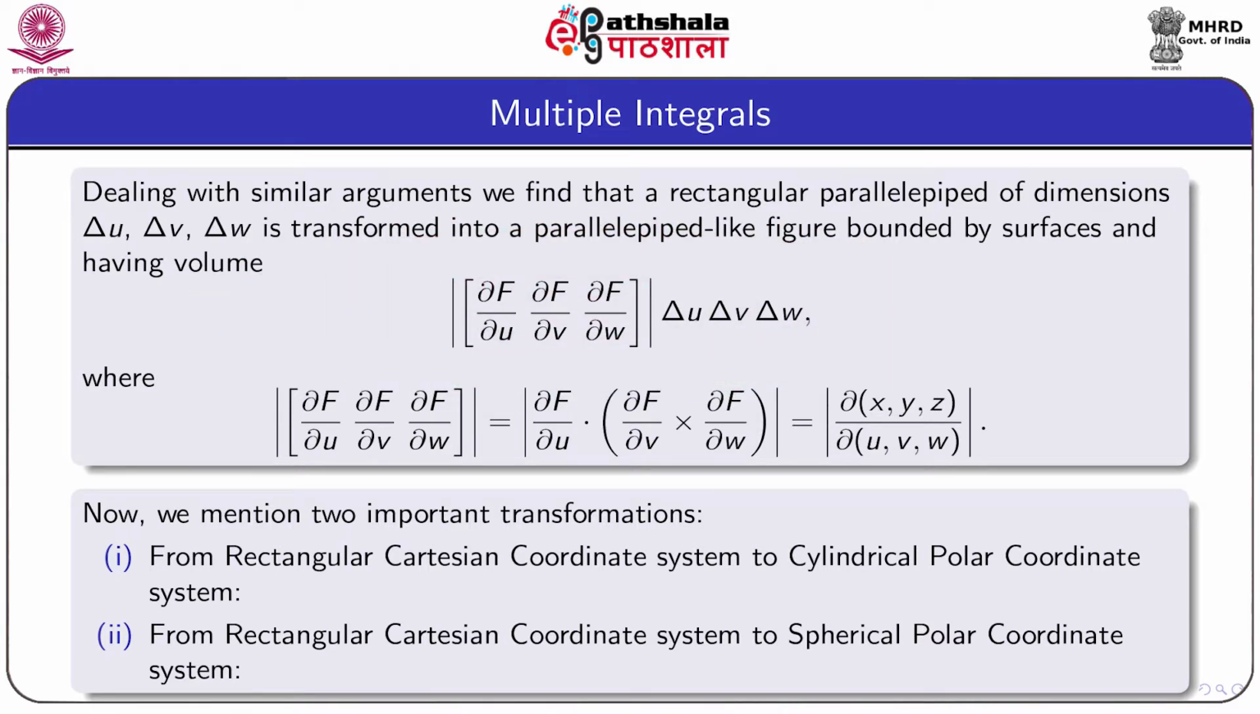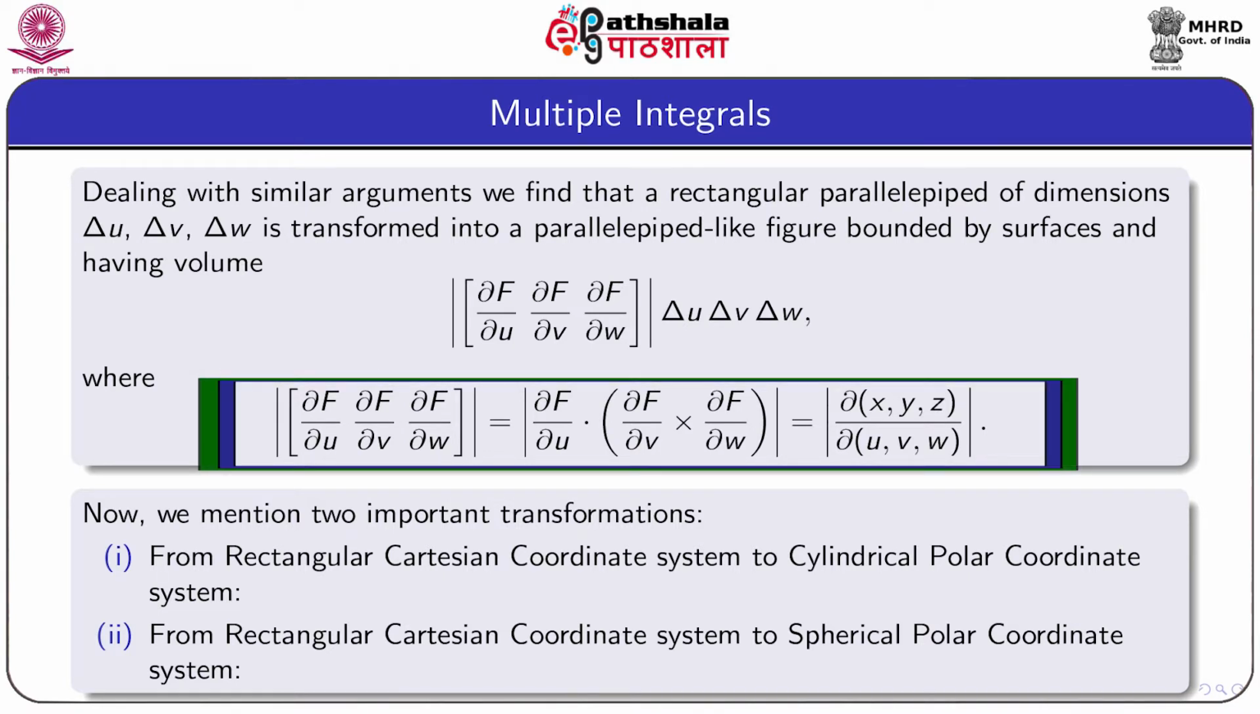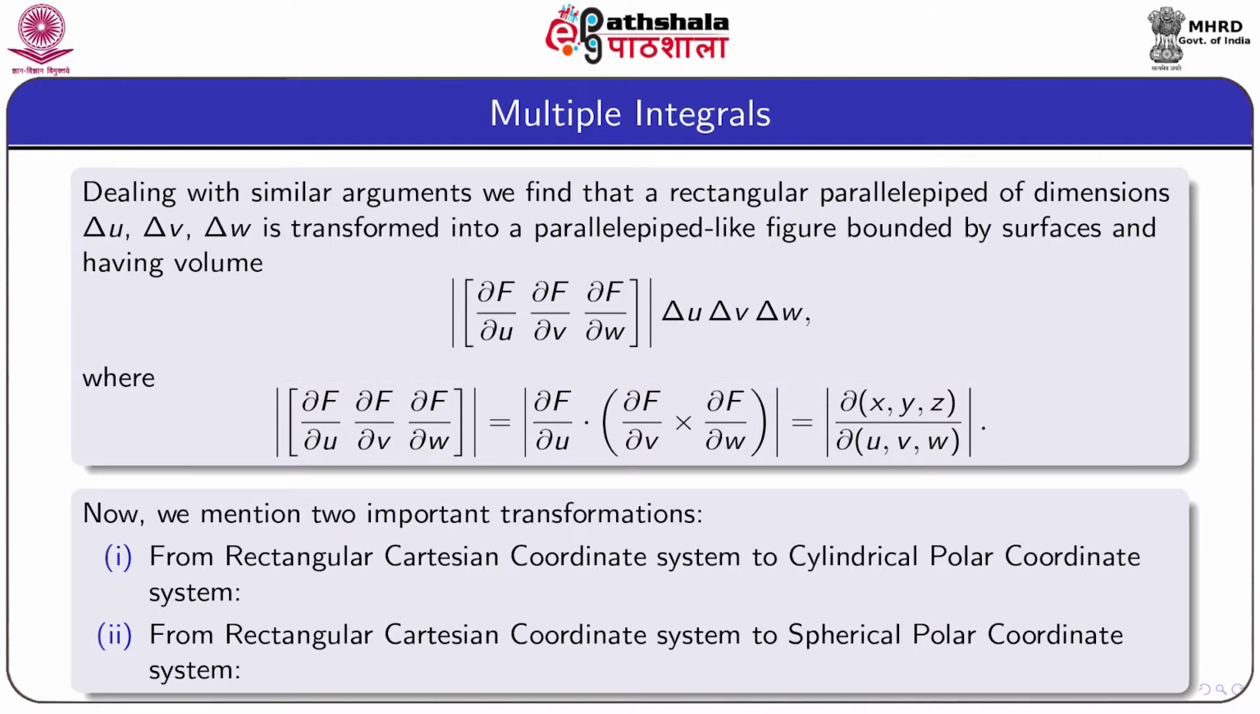These three are three vectors. We consider their box product multiplied by ∂u, ∂v, ∂w, where we find that the box product of ∂f/∂u, ∂f/∂v, ∂f/∂w equals ∂f/∂u dot ∂f/∂v cross ∂f/∂w, and it equals the Jacobian determinant ∂(x,y,z)/∂(u,v,w). And while considering the change, we consider the modulus of this quantity.